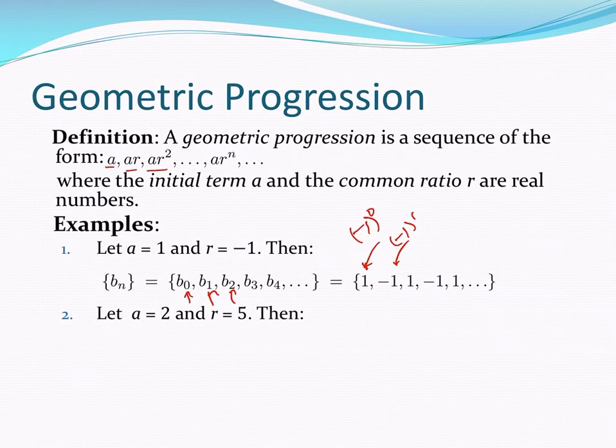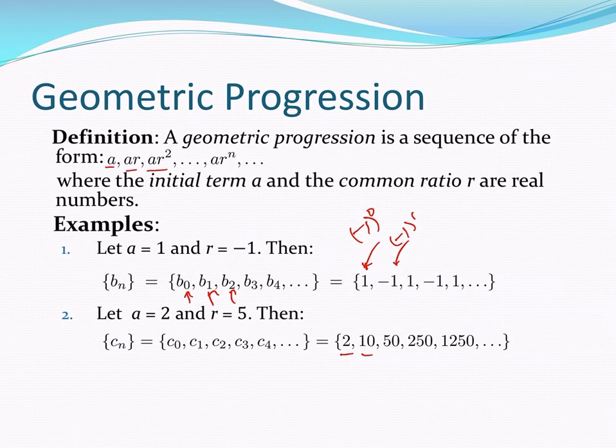If we take a to be 2 and r to be 5, then we will continue to have our domain be the set of non-negative integers, so it includes 0, 1, 2, 3, 4, and so forth. And then 2 times 5 to the 0 is 2, 2 times 5 to the first power is 10, 2 times 5 squared, or 2 times 25, is 50, and so forth.